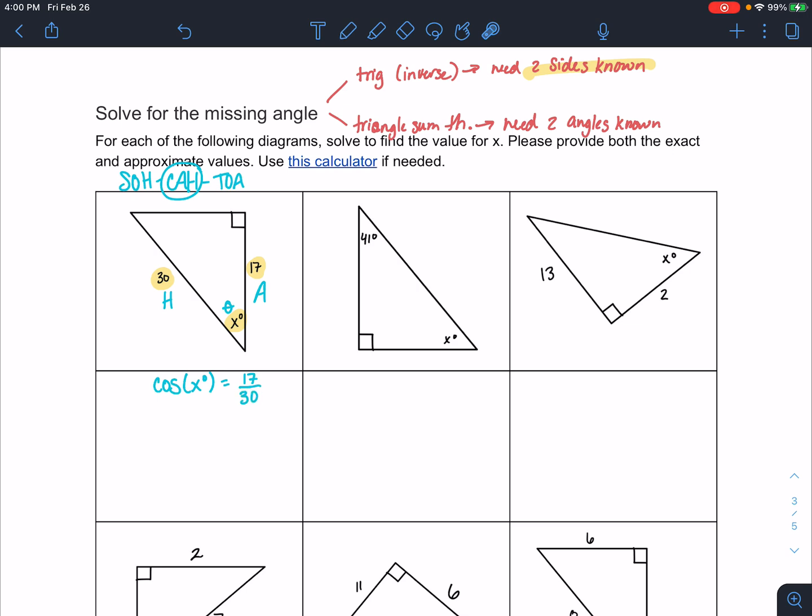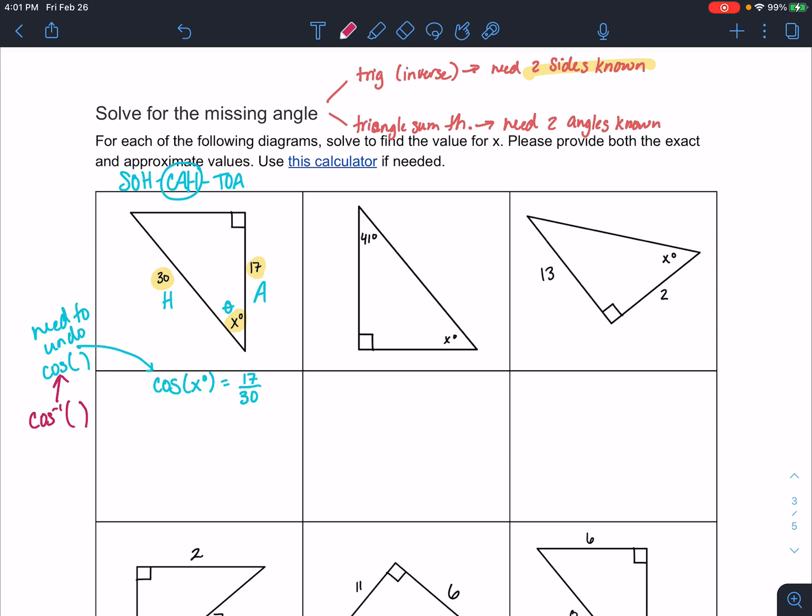Now, this time, I am solving for x. I want to get this x by itself. Currently, the function cosine is being done to x. So what I want to do is undo that cosine function. And the way that we can undo that cosine function is using inverse cosine.